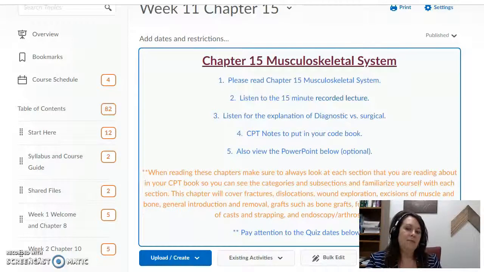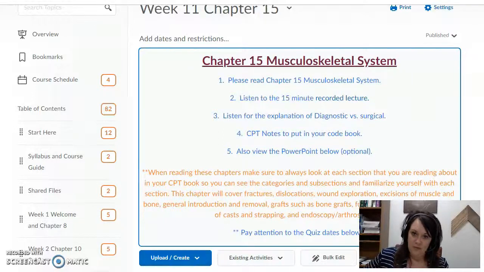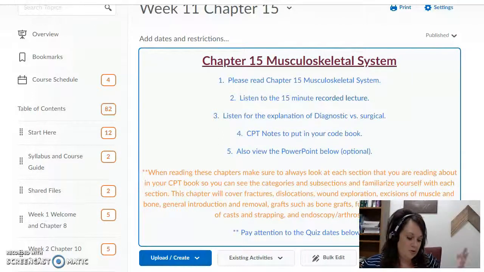So the difference between diagnostic and surgical is very important. I think this might be the first time that they talk about it and that we've talked about it in class. Boy, you're going to hear a lot about it throughout the rest of your time in the program too, because it's all over in the rest of the chapters and in advanced coding as well. So make sure that you can make sense of that for yourself before we move further, okay?